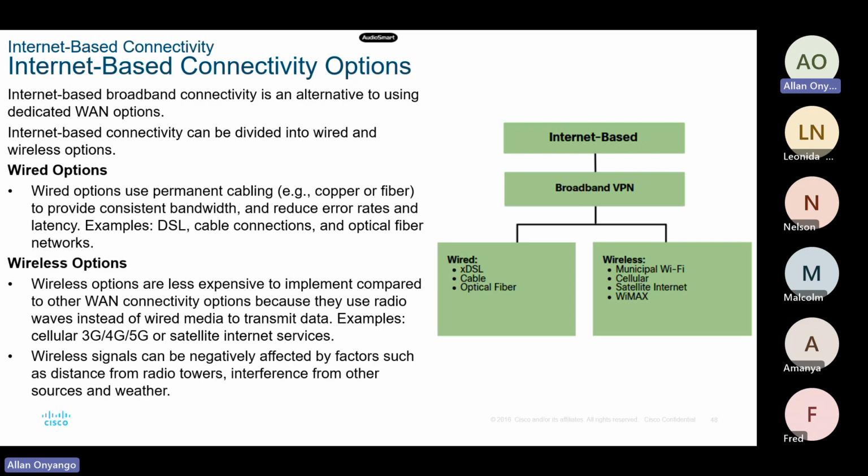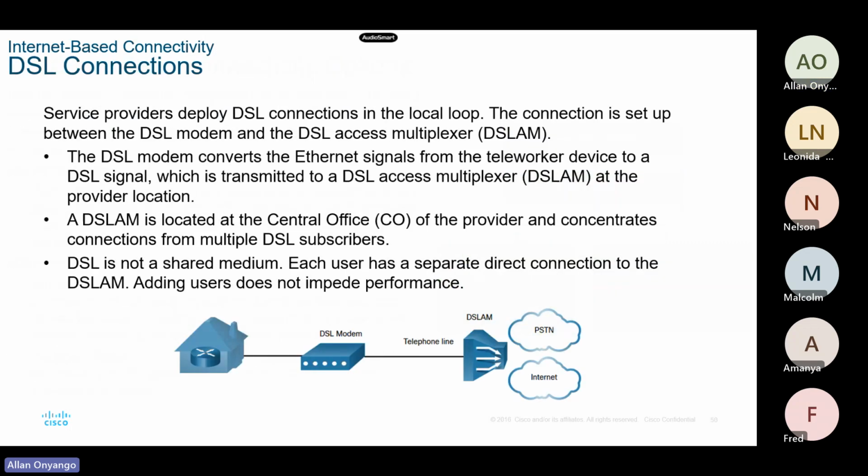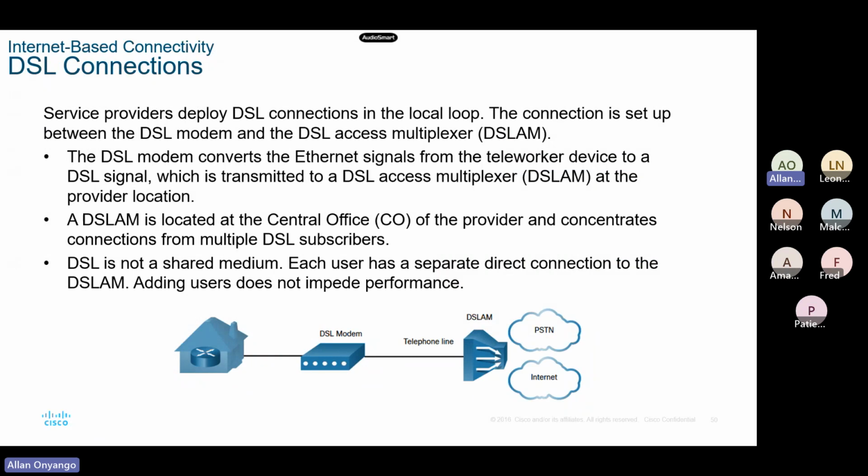Now, talking about the wireless options, you know that wireless has a lot of interference. If you're not close to the radio towers, or there is interference from other sources like weather, then you sometimes run into trouble with wireless networks. But let's start by talking about the DSL connections, okay? The DSL is a setup between a DSL modem and the DSL access multiplexer, the DSLAM. They convert the Ethernet signals from a teleworker device to digital signals, which are transmitted within the DSL multiplexer. Now, DSL normally is not a shared medium, so each user has a separate direct connection to the multiplexer, okay? And adding any users will not impede the performance of this network.